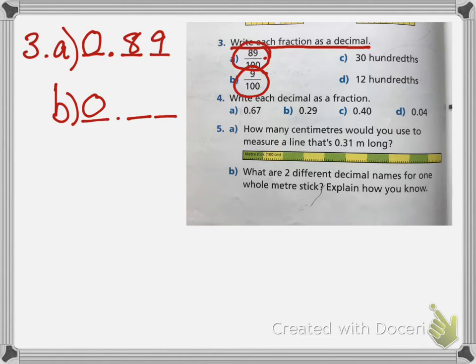So remember, this first one is tenths. Does this say tenths? No, it doesn't. So we need to put a 0 there. There are 0 tenths, but there are hundredths, 9 hundredths. Okay, C. Pause the video until you have it figured out.